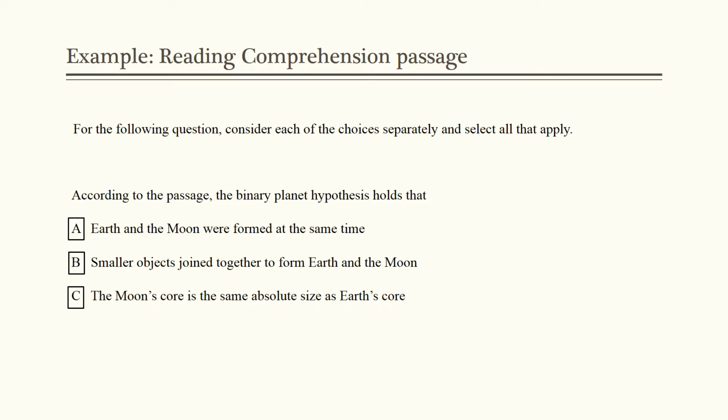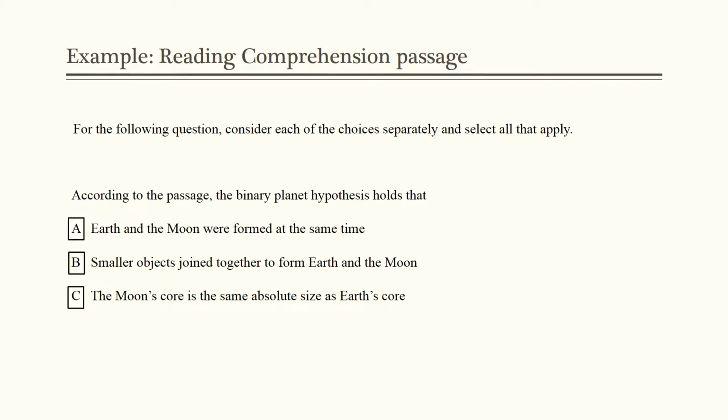Alright, here's the question associated with this passage. For the following question, consider each of the choices separately and select all that apply. So this is a select more than one correct answer type question. And the question is, according to the passage, the binary planet hypothesis holds that choice A, Earth and the moon were formed at the same time. Choice B, smaller objects joined together to form Earth and the moon. And choice C, the moon's core is the same absolute size as Earth's core.